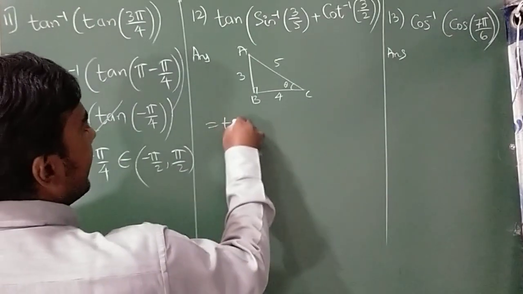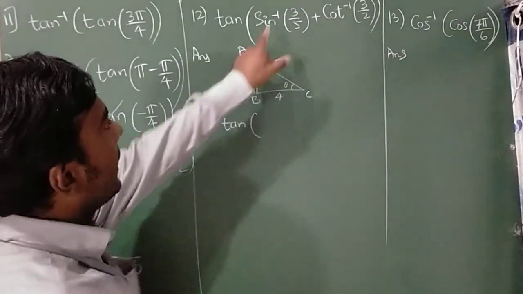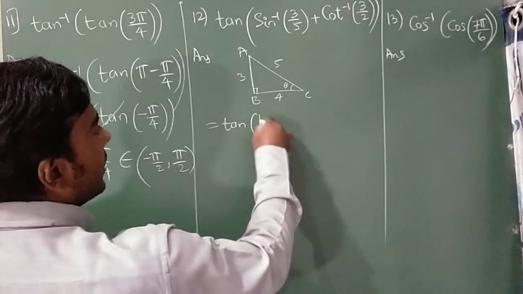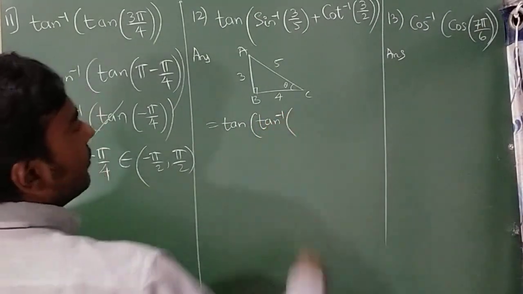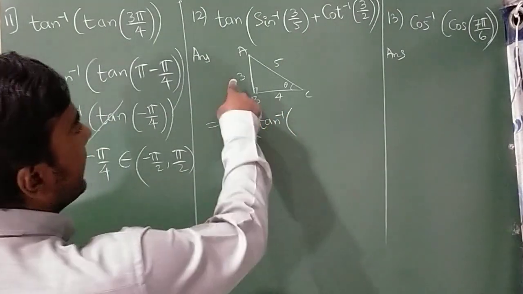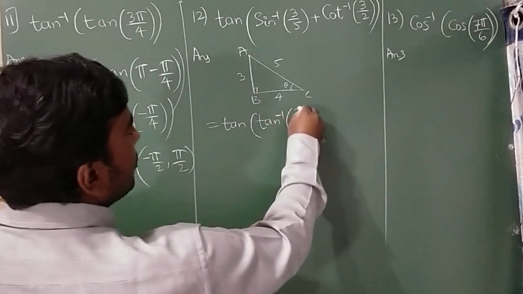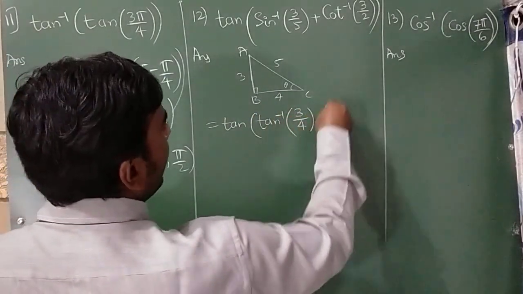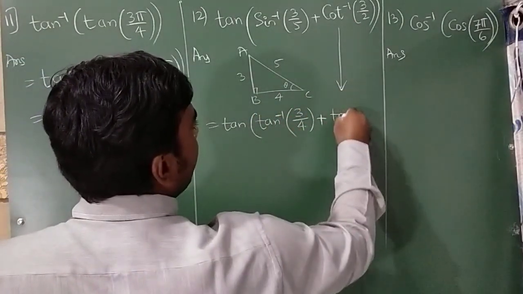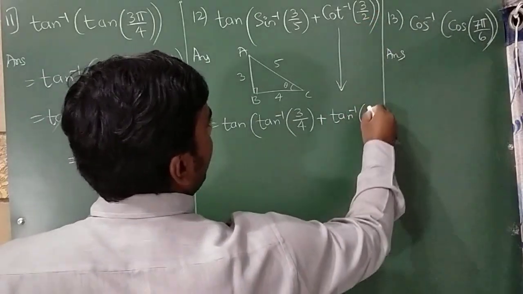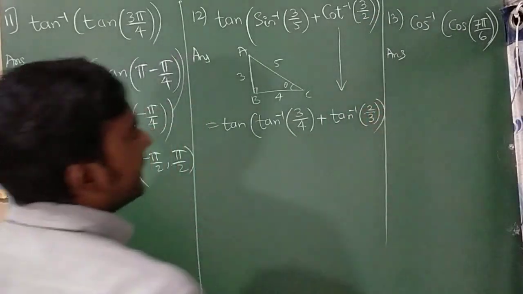So what I can write here is tan, instead of sine inverse, I am going to write tan inverse. Fine. Now what is the formula for tan? It is opposite upon adjacent. So I will write 3 by 4. Now this cot inverse, reverse. So if you reverse this, it will be 2 by 3.